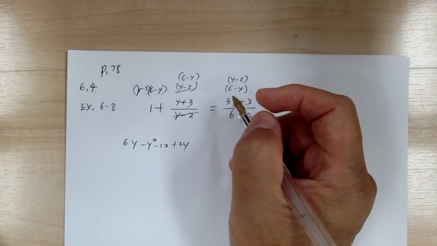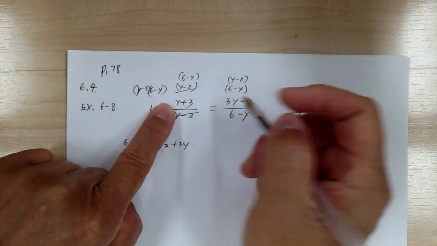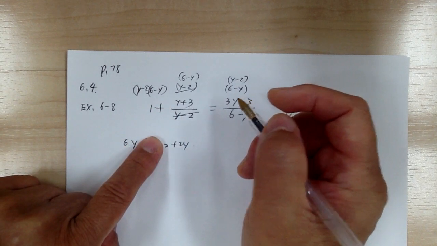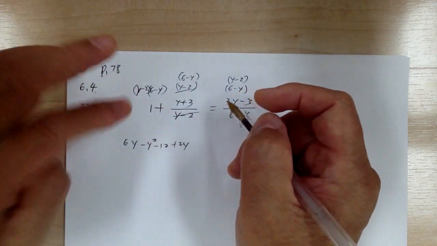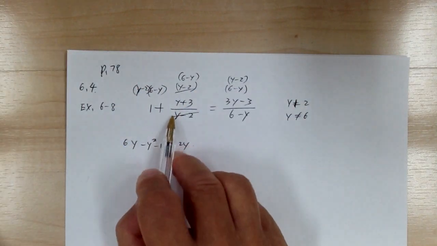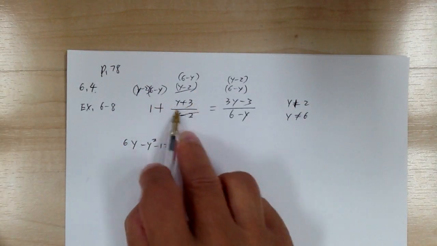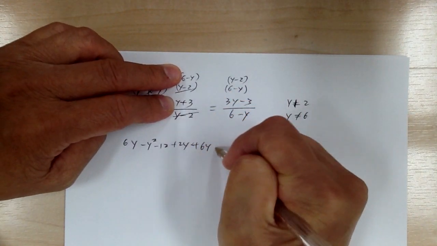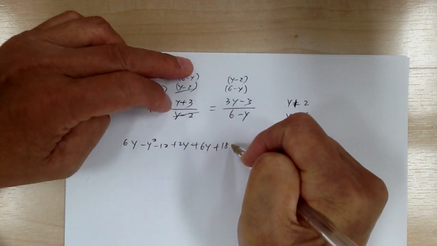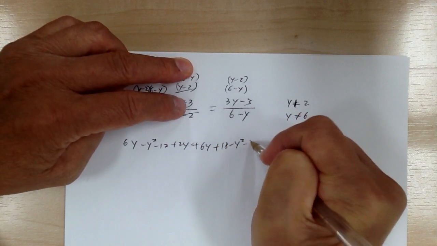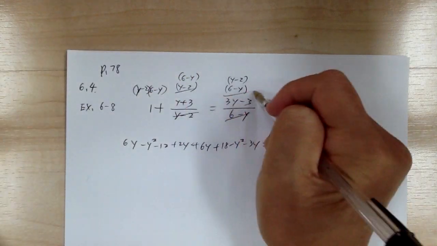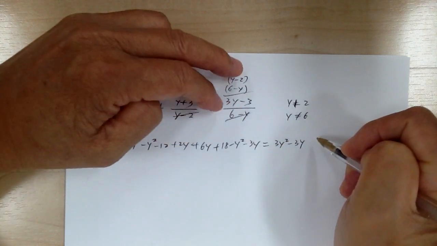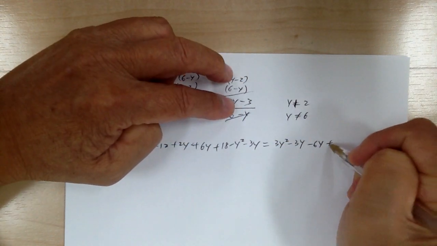Actually, another way to do this is to make this into a common denominator. It's easier, so you don't get a mess. Again, there are many ways you can do this. But since we did this, let's go and work it out. But I think it's easier if you make this into a common denominator, that way you don't have so many terms to multiply. But anyway, let's go and multiply. So plus 6y plus 18 minus y squared minus 3y equals, the denominators cancel out, so you can use your FOIL method, 3y squared minus 3y minus 6y plus 6.